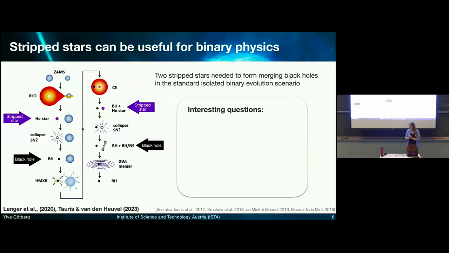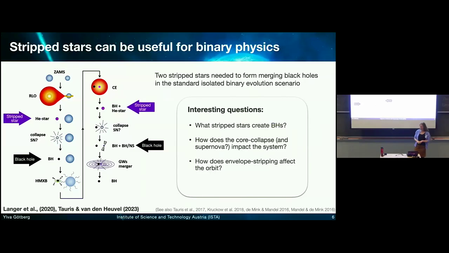So I think we can ask some interesting questions when we look at this diagram. Which could be, for example, what strip stars can create black holes? How do the core collapse and the potential supernova then impact the system? How does envelope stripping affect the orbit? And maybe do tides matter at all? And there's lots of fun things you can work with if you go to the strip stars.